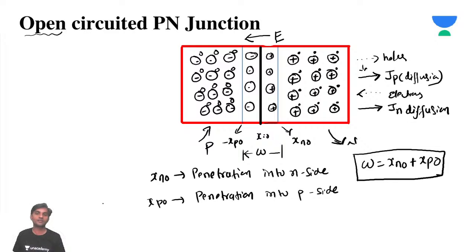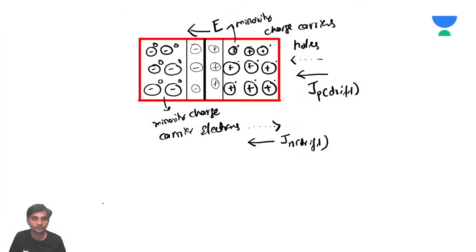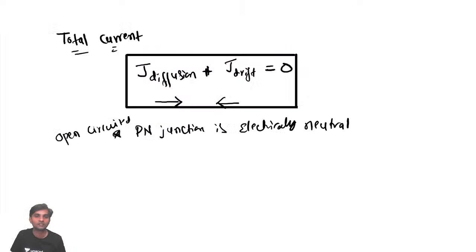There exists a current called drift current, and electrons are moving in this direction and positive charges are moving in this direction. So you can see here the electrons are moving, this is J_N drift, and this is J_P drift. So the total drift current.